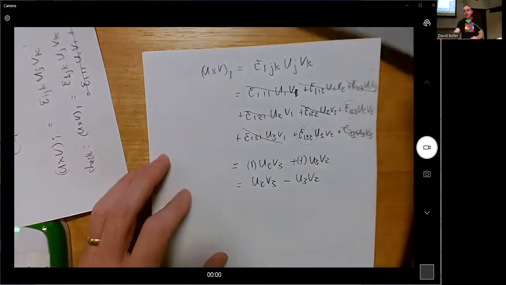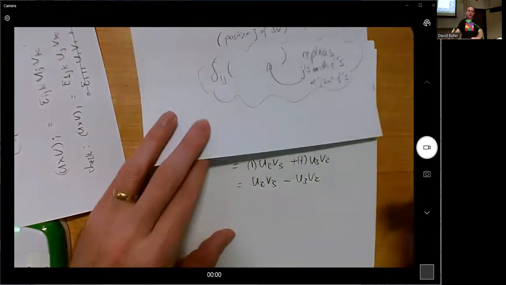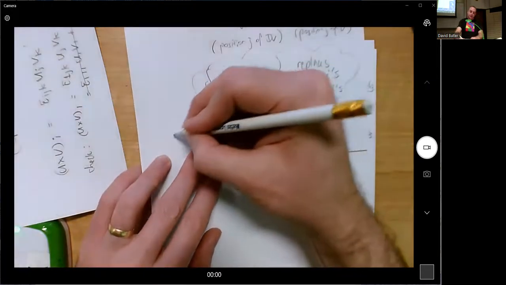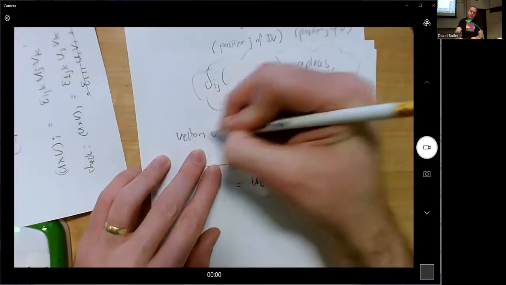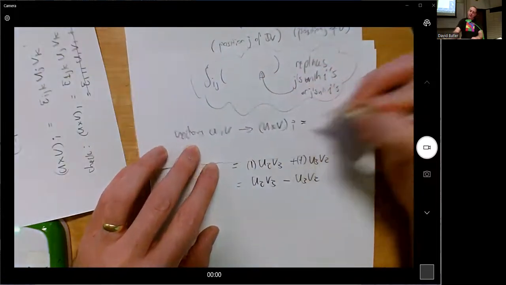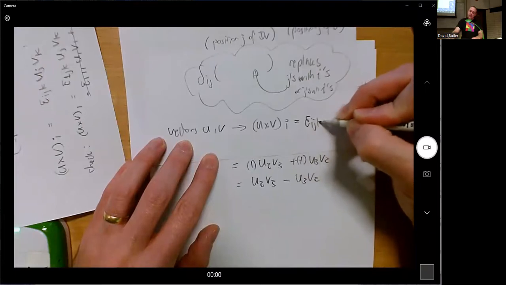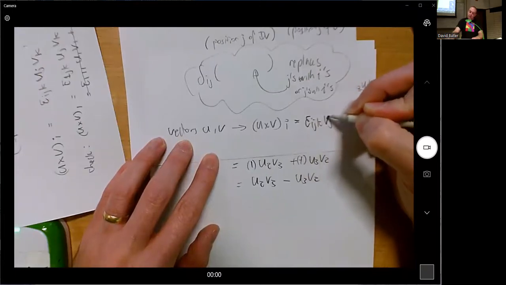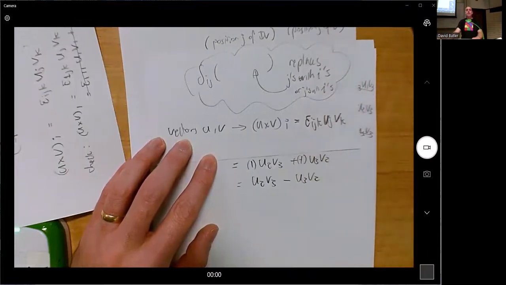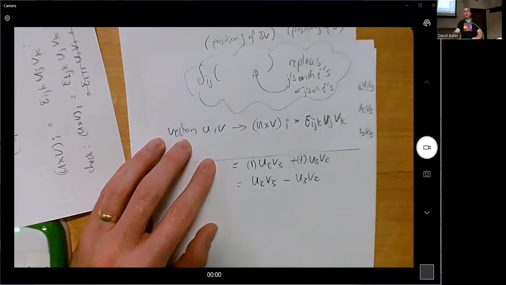And so we can go back to here and we can now say that for vectors U and V, U cross V at position i is epsilon ijk u_j v_k. Right. Great.